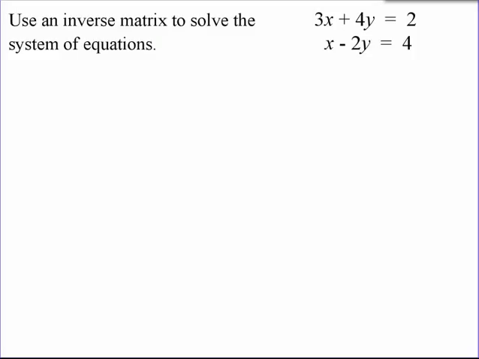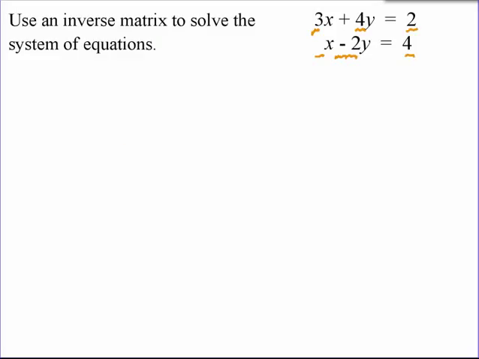So if you notice here, I have 3x plus 4y equals 2, and x minus 2y equals 4. So now what I'm going to do is write an inverse matrix. Now how we do that is whatever is on the left side of the equation, the coefficients, that will be a matrix. So here, I'm going to have the number 3, the number 4, the number 1, the number -2. That'll be on the left side. On the right side, I'm going to have the numbers 2 and 4.